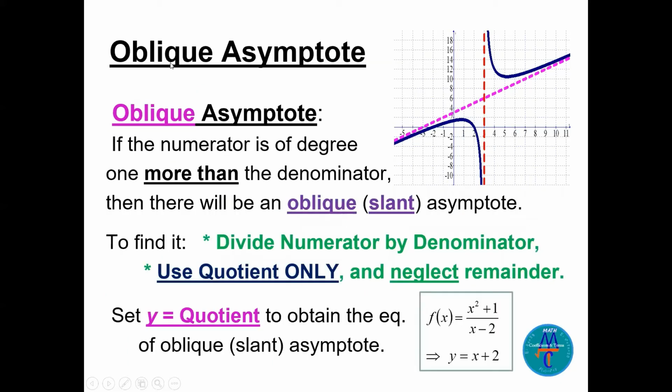Oblique, see the word oblique asymptote. It's not easy words here. Oblique asymptote.